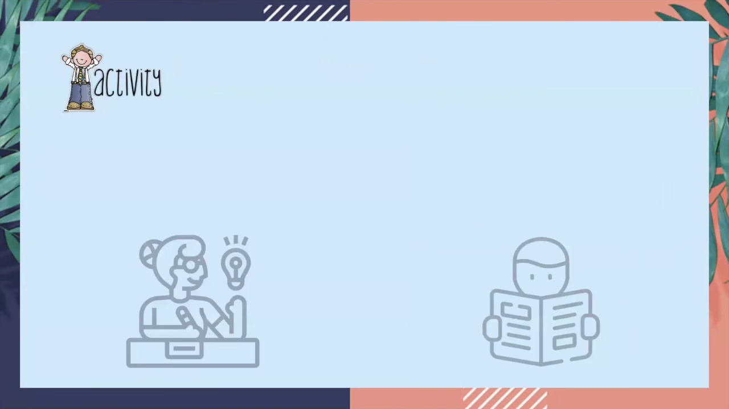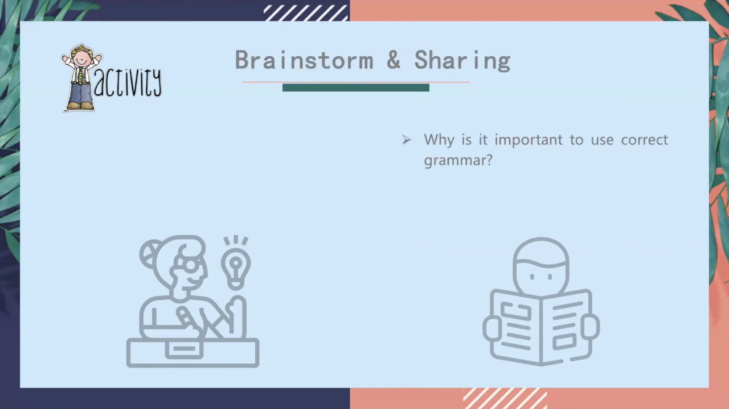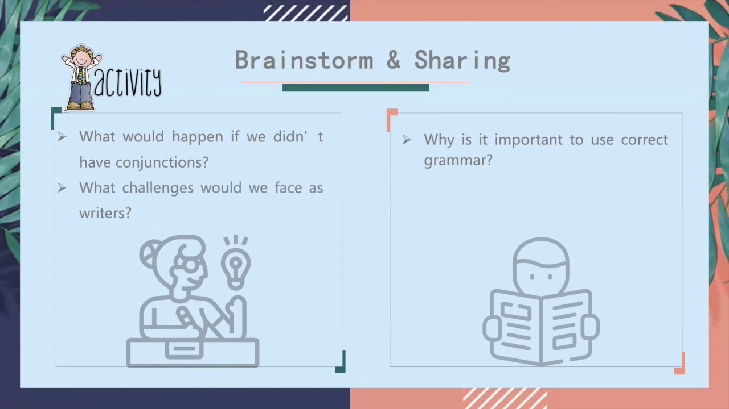Now there are several questions for you to brainstorm and share in the Edmodo post. The first one: what would happen if you didn't have conjunctions, and what challenges would we face as writers? Number 2: why is it important to use correct grammar? So you can share your answer in the Edmodo post. You can also respond or give comments on others' answers.